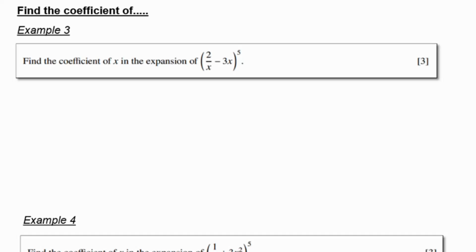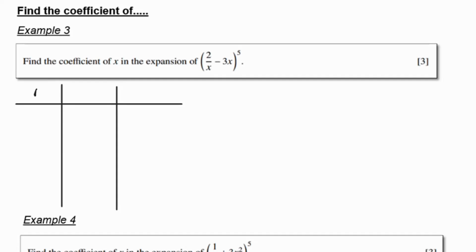So what you're going to do is make a little table like this one here, just a small one. And you're going to have your values of r. Remember the values of r in the binomial expansion always increase from 0, then 1, then 2, then 3, and so on, all the way down. Okay, let's just say 4 and going down. And we have the first term here as being 2 over x, and the other term being minus 3x.